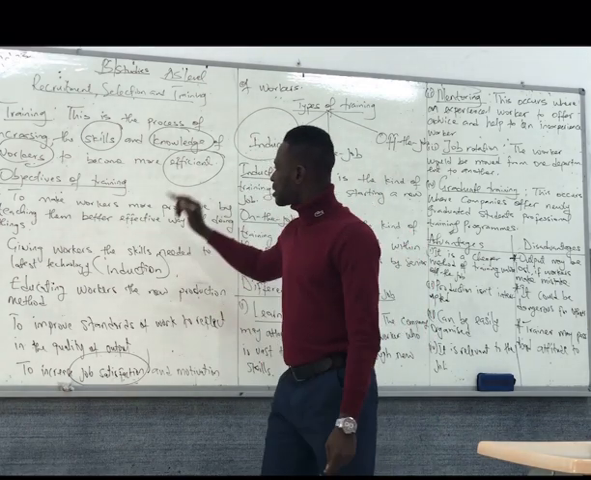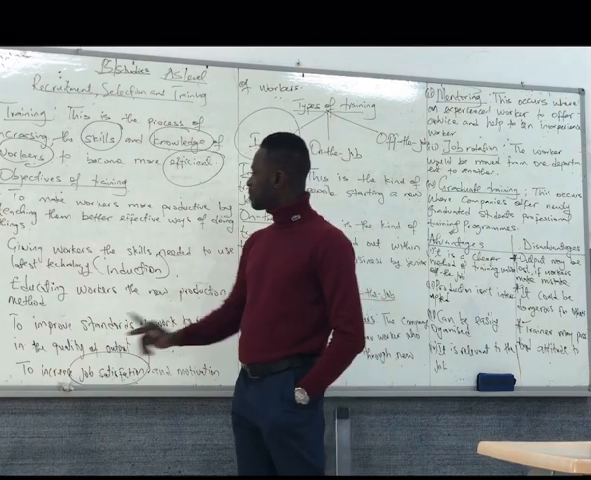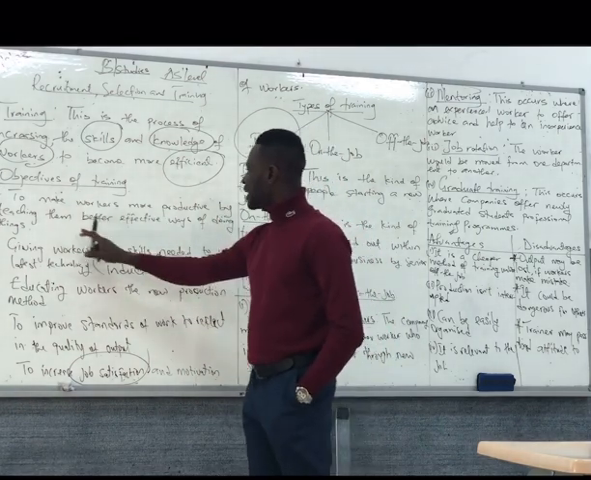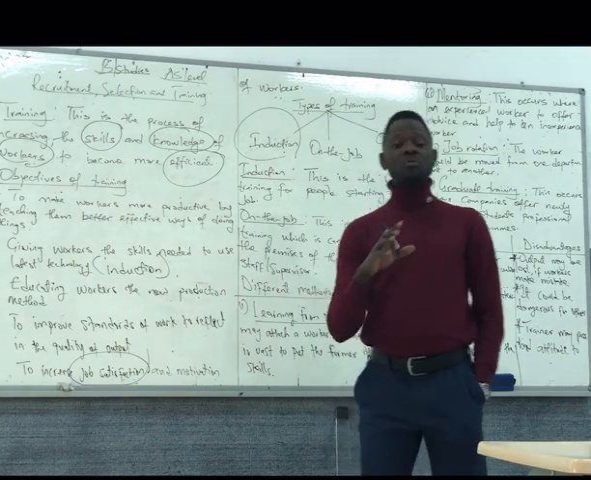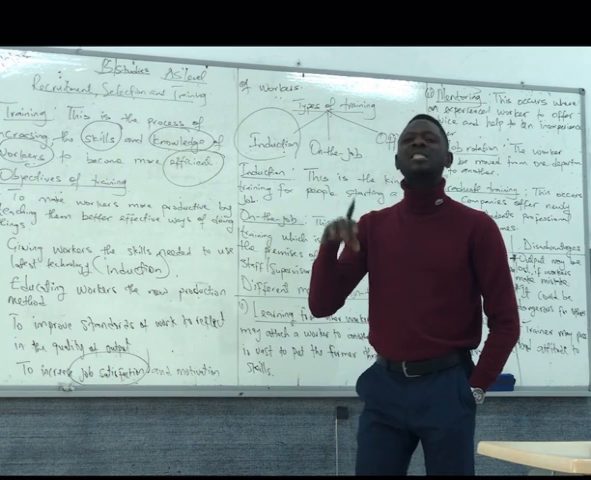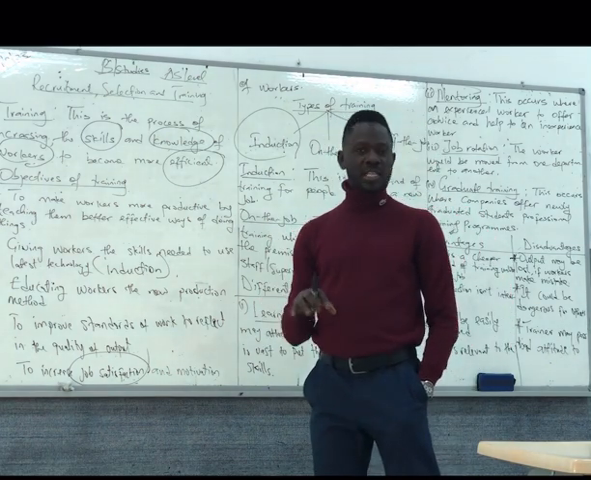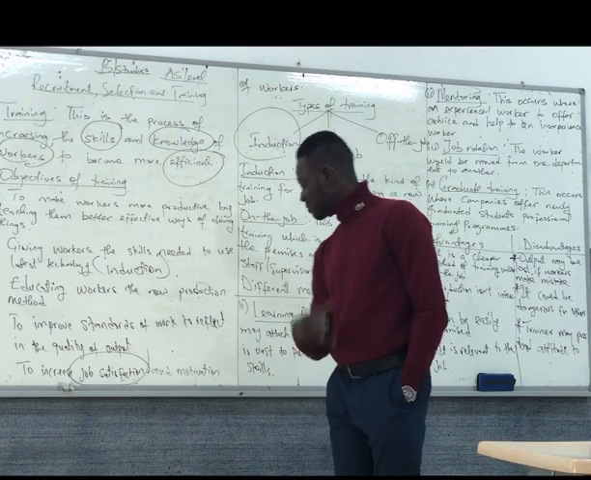So why do we go into training? What are the objectives of training? Number one, to make workers more productive by teaching them better and effective ways of doing things. Workers will be more productive, not just to produce, but to be able to produce what is required of them. So with training, they become better, and whatever they have to produce becomes better.